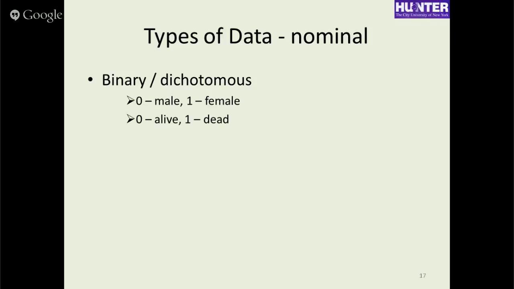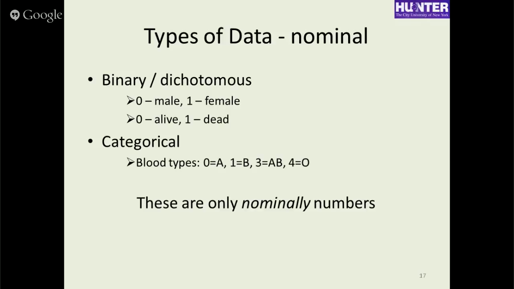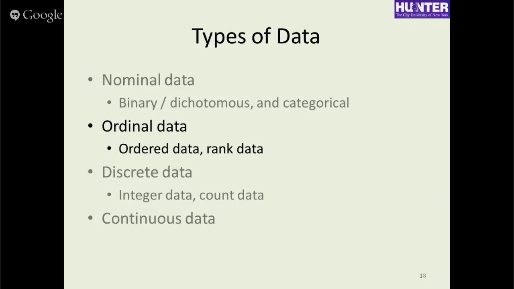They're not numbers that you could use mathematics on, things that would make sense to add, subtract, do that sort of thing. And categorical is just nominal data that has more than 2 levels, such as blood types. So A, B, AB, or O could be recoded as 0, 1, 2, 3, even though those numbers wouldn't mean anything. There's no natural ordering of nominal or categorical data, and they're only nominally numbers.